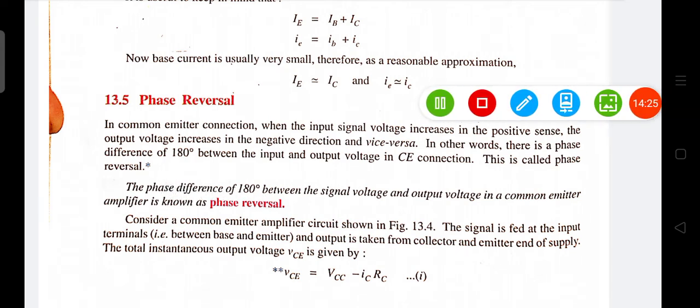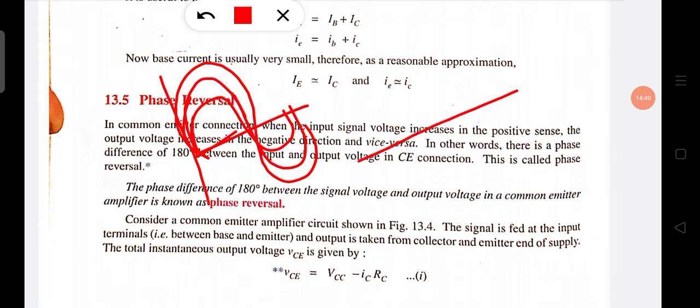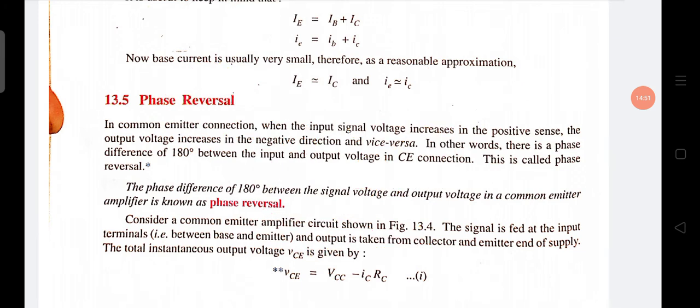In phase reversal, whenever the input voltage is increased in the positive sense, that means the input voltage is increased in this sense, then the output gets reversed by 180 degrees, and we get an output like this. So this is the 180 degree phase shift, and this phase shift is called phase reversal. The phase difference of 180 degrees between the signal voltage and the output signal in a common emitter amplifier is called phase reversal. In a common emitter, this phase reversal will happen.